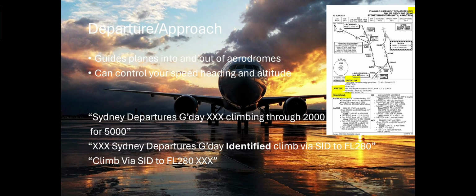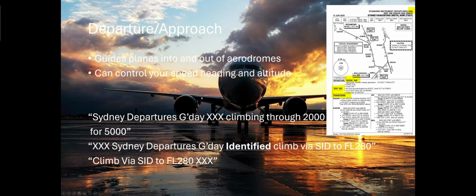Sydney Departures, Qantas 543, climbing through 2000 for 5000. Qantas 543, Sydney Departures, identified, climb via SID, flight level 280. Climb via SID, flight level 280, Qantas 543.